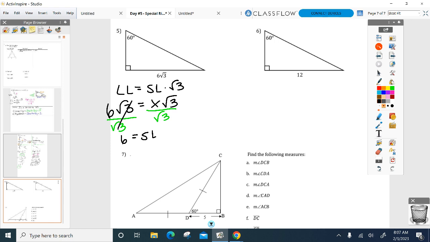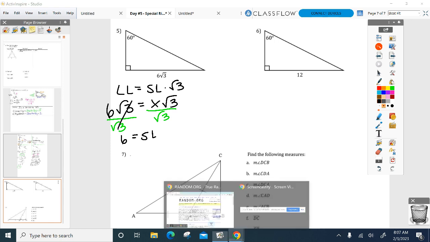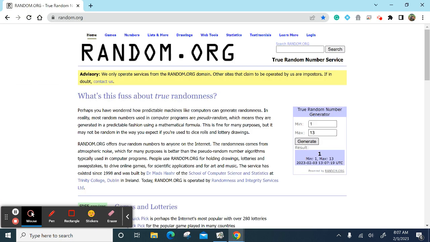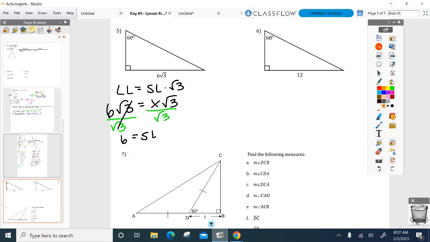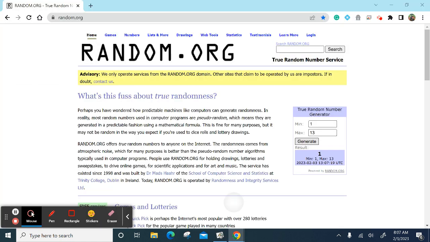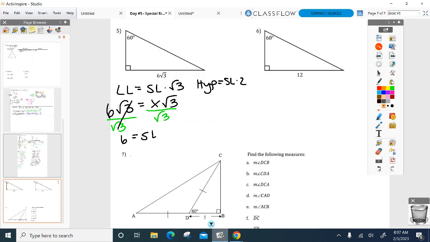And then how about the hypotenuse? What's the rule to find the hypotenuse here? The shorter leg times 2. We just found the shorter leg. It was 6, times 2, hypotenuse 12. Whatever you're given, write the rule for it. If you're given the shorter leg, you get to pick what you want to find.